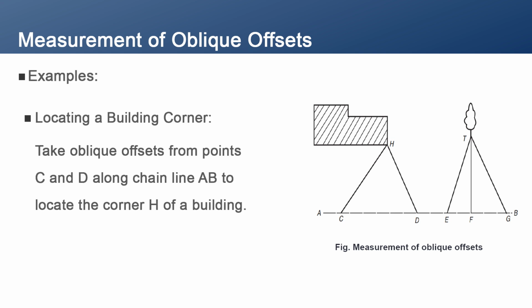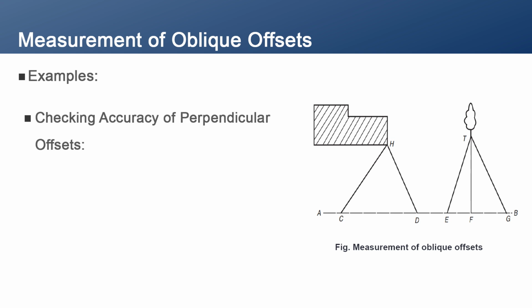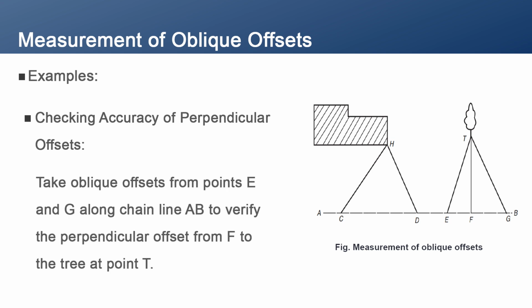For example, if you are surveying a building corner, let us call it H, you might take oblique offsets from points C and D along your chain line AB. This helps you accurately mark where the corner is. Similarly, if you need to check the accuracy of a perpendicular offset you took, say to locate a tree at a point T, you can take oblique offsets from two different points E and G along the chain line to cross check your measurements. This helps ensure the perpendicular offset from F to T is spot on.